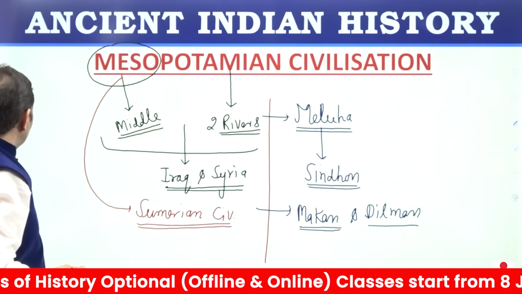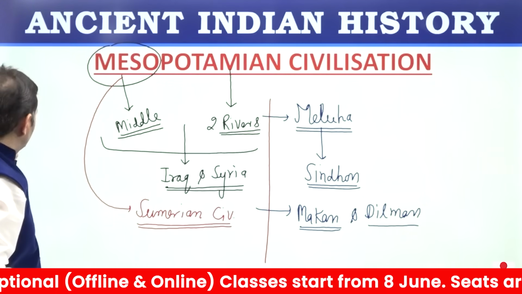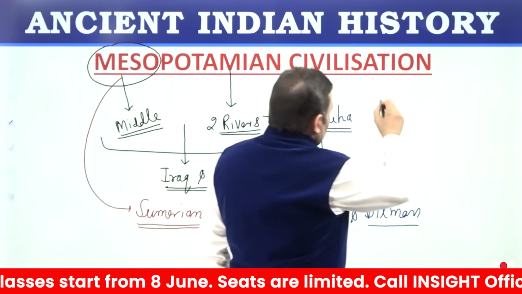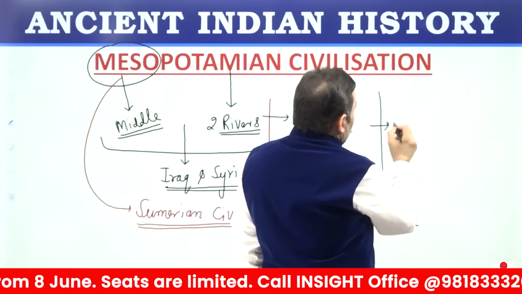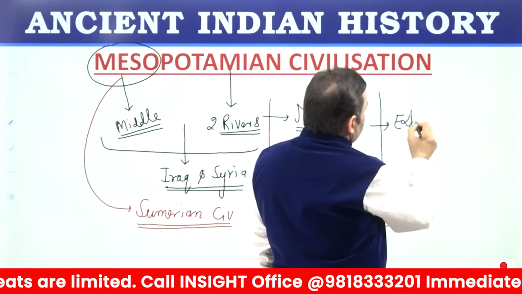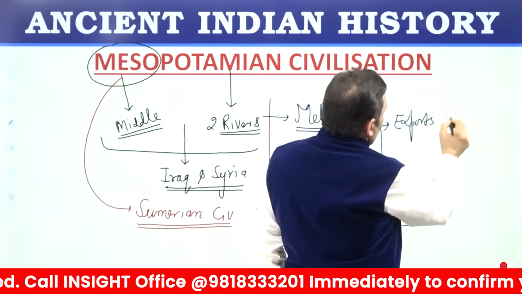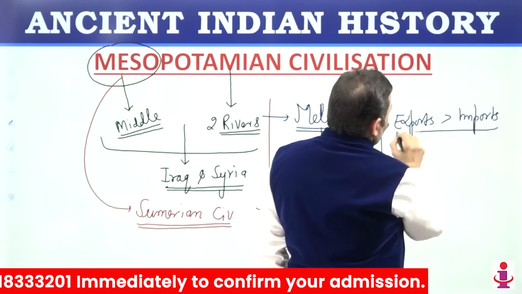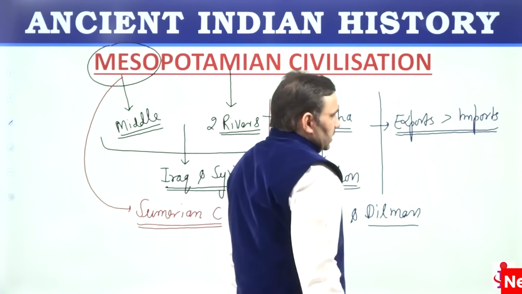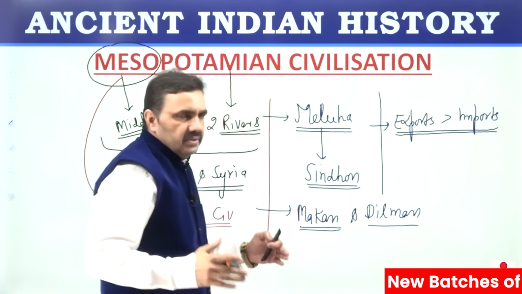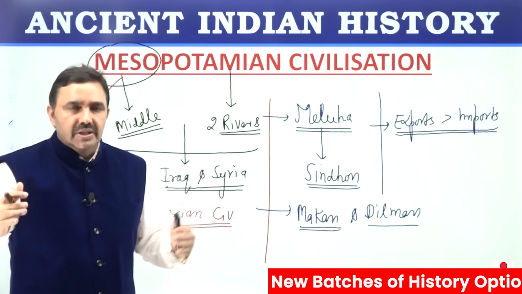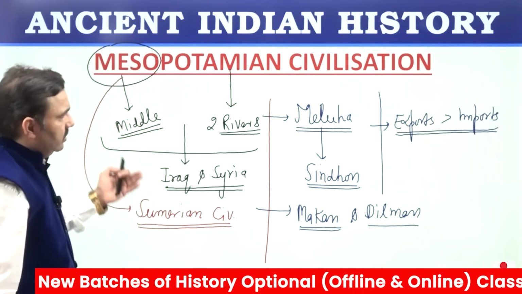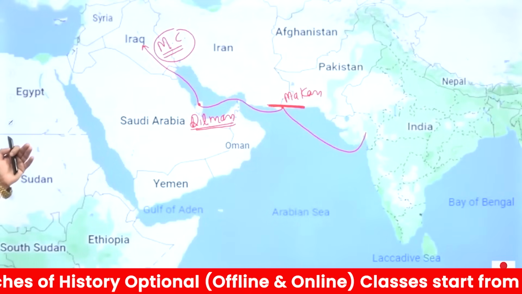The trade relations between these two civilizations were favorable to Harappans. Meaning of that is exports were more than imports. So Harappans used to export more, they used to import less. So this trade relationship between Harappan civilization and Mesopotamian civilization was beneficial to people of Harappan civilization. They used to get a lot of wealth through this trade relationship.